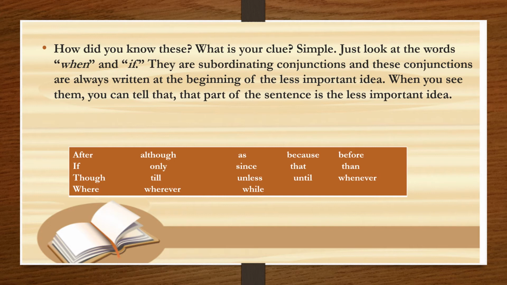In order to make it easier to use them, you need to memorize these common subordinating conjunctions: after, if, though, where, although, only, till, wherever, as, since, unless, while, because, that, until, before, then, and whenever.